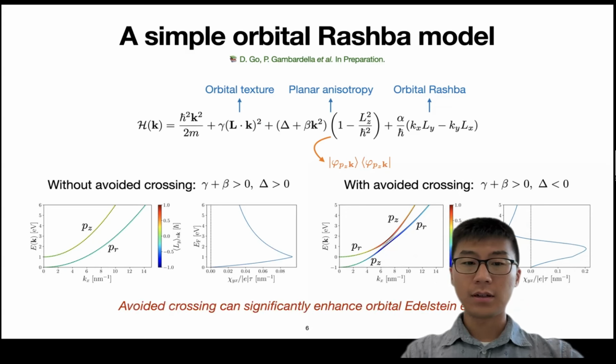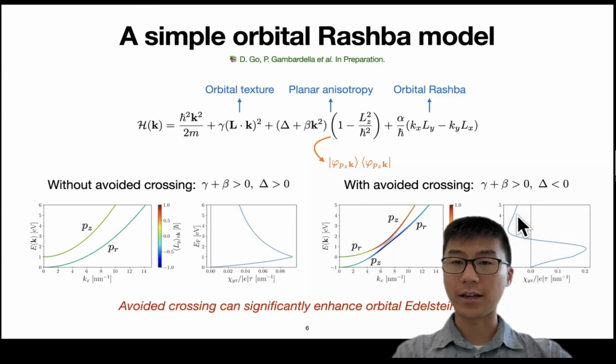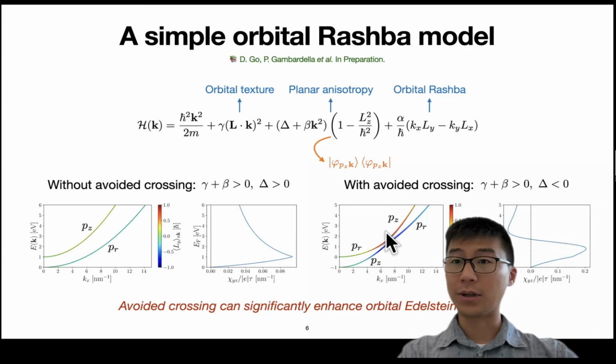And so first, avoided crossings can substantially enhance the orbital Edelstein effect from this simple analysis. And the second, you see that when there is avoided crossing, you have highly non-monotonic dependence of the Edelstein effect as a function of occupation. So these kinds of features can be used, for example, to electrically detect the orbital texture in experiments.